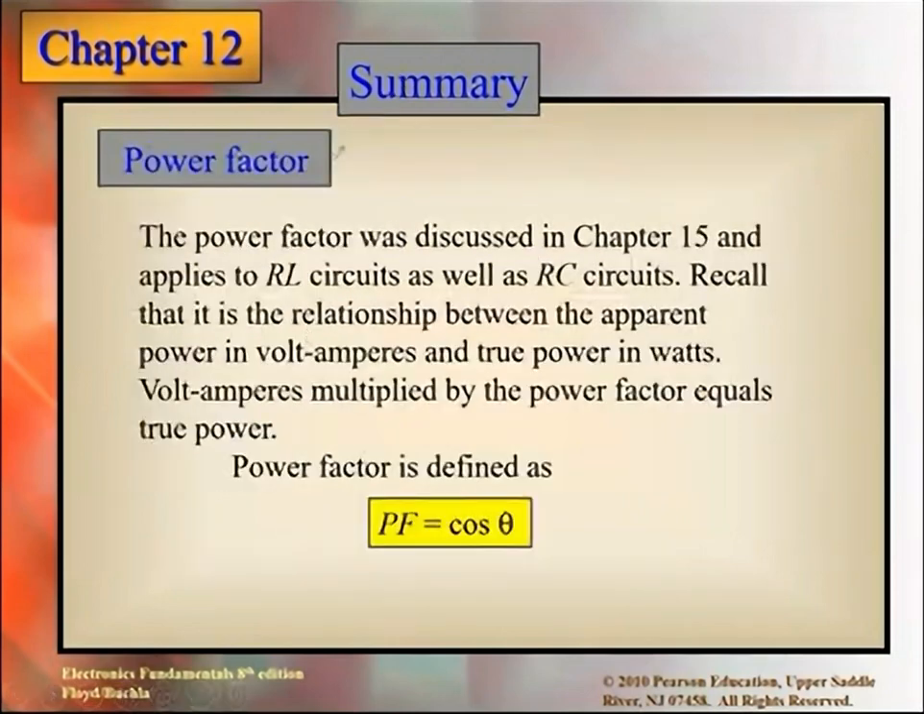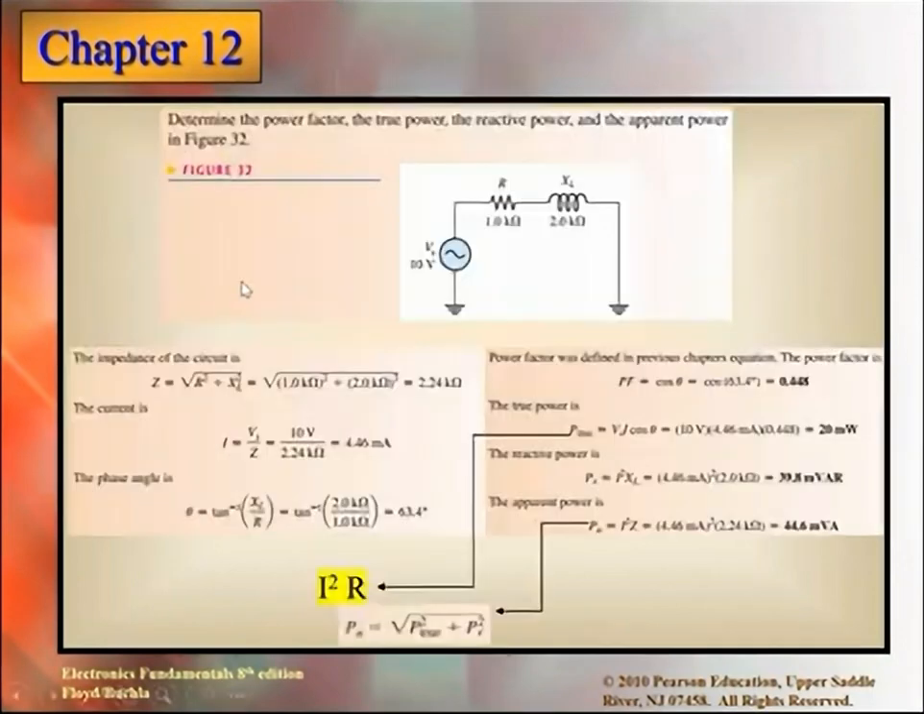And hope you remember the power factor also. So what was the power factor? PF is equal to cos theta. The power factor was discussed in chapter 15, and recall RL with RC. Recall the relationship between the apparent power in volt-amperes. True power is in watts. Volt-ampere multiplied by the power factor is equal to the true power. So exactly the same formulas here as what I'm going to discuss.